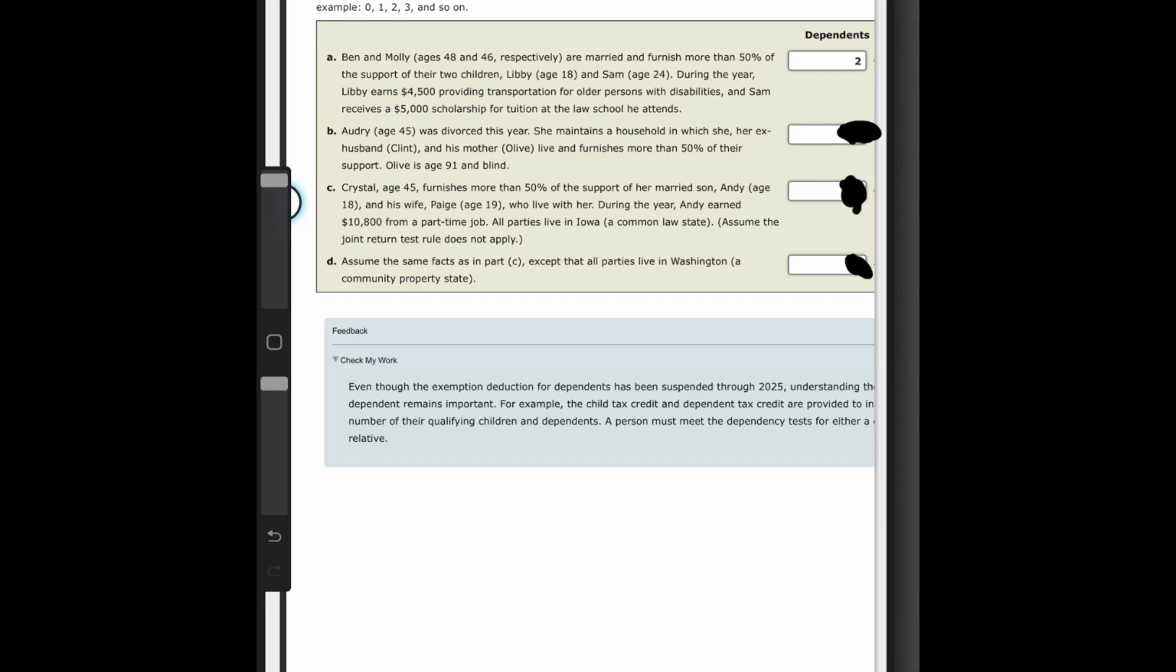A is going to be 2. B is going to be 1. C is 2. And D is 1.